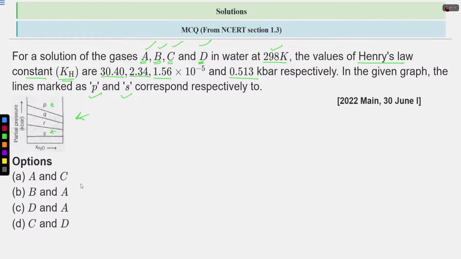In this question, we have been given the Henry's law constant value. That means Henry's law will be applicable. So you have some time, think about it, try to solve it, and then we will see which option is the correct answer for this question.